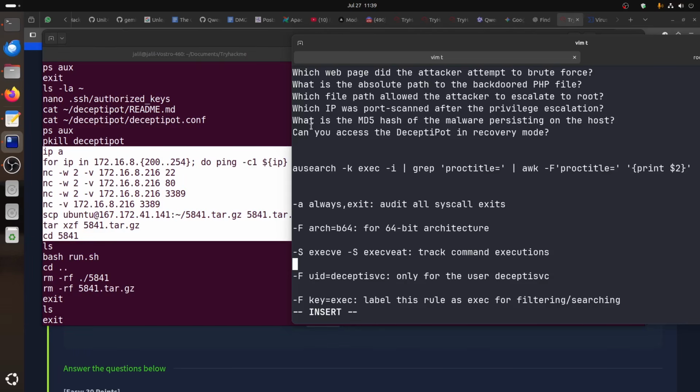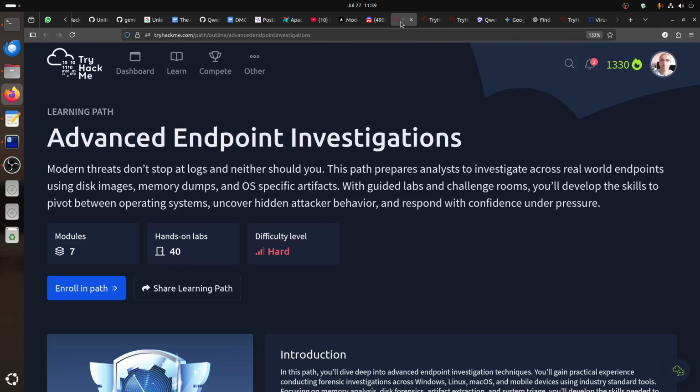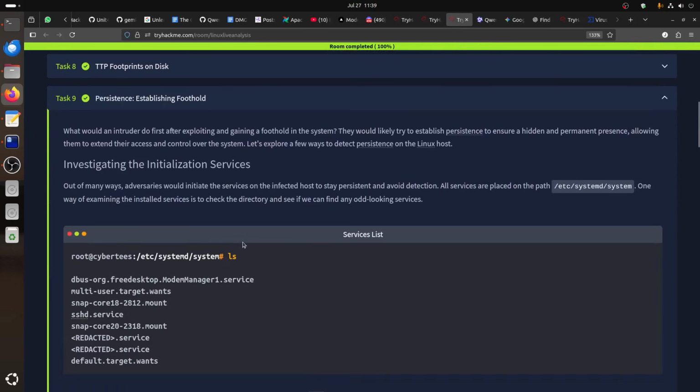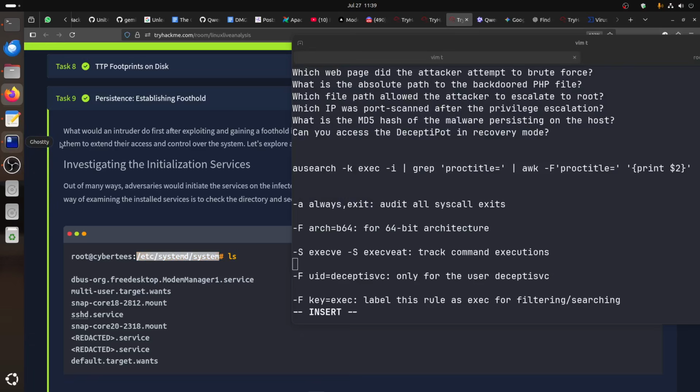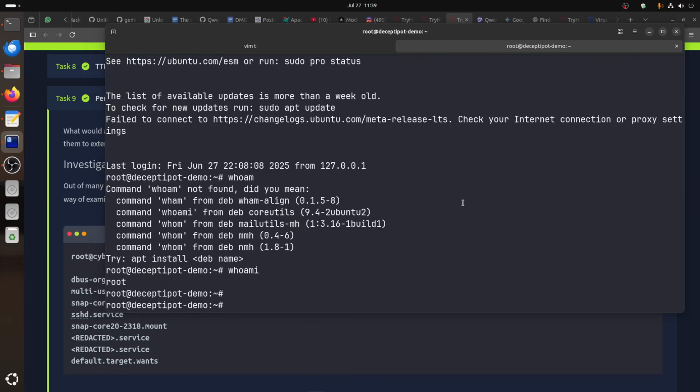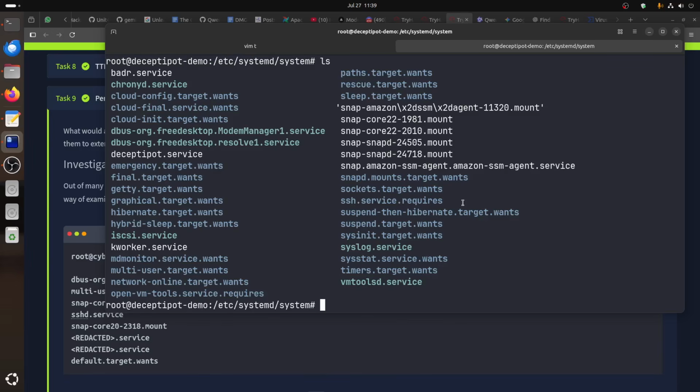The next one is: what is the MD5 hash of the malware persistent in the host? Now if you go to the TryHackMe room, persistence, establishing foothold, investigating the initializing services. As you can see in the room, go to etc system. Okay, let's go there. Let's try this shell. If I go cd etc system, now these are the services they have. So which one is not correct?